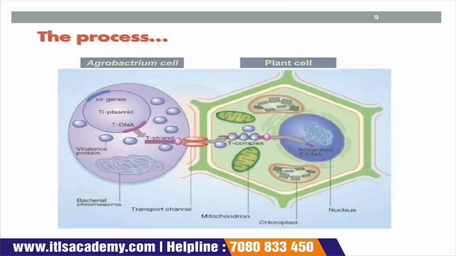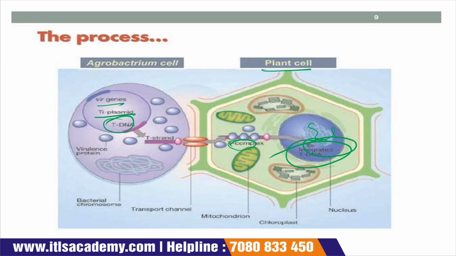This is your Agrobacterium cell. This is your plant cell. Here this is your integrated DNA. Here, what happened? This is your vir genes, Ti plasmid and T-DNA. Now this T-DNA, as a T-strand, is transferred to the plant cell, and it forms a T-complex. Now this T-complex is transferred to the plant DNA and forms an integrated T-DNA.